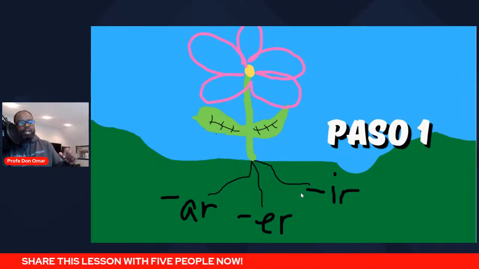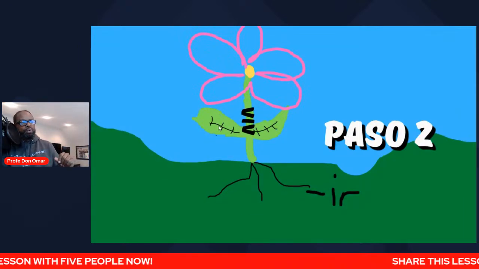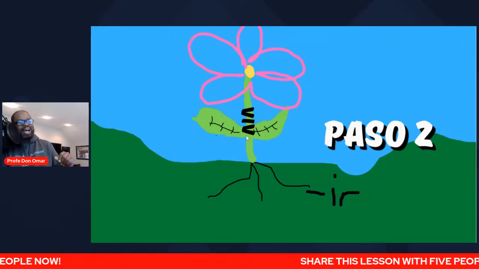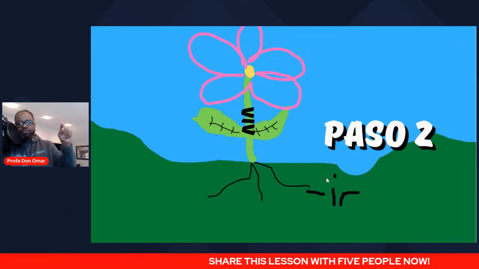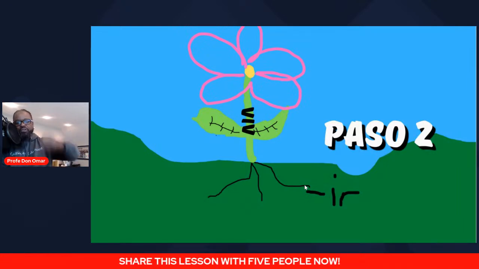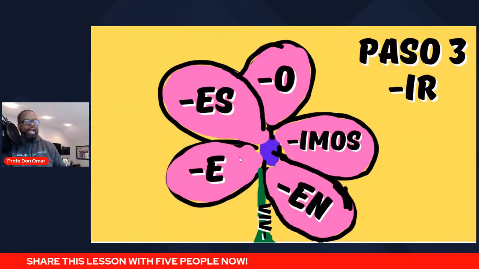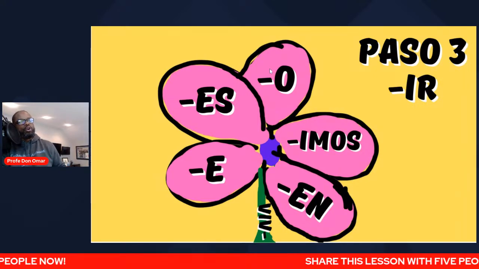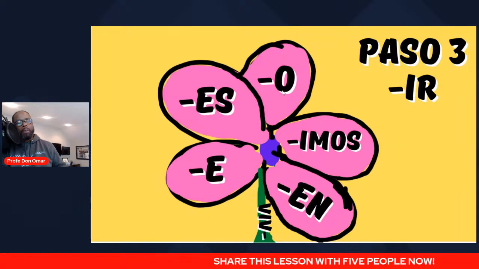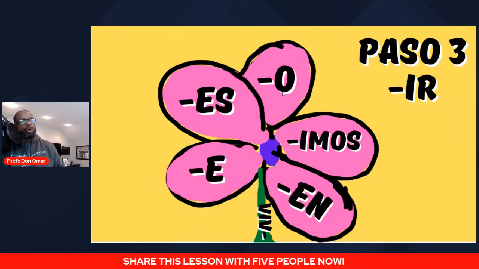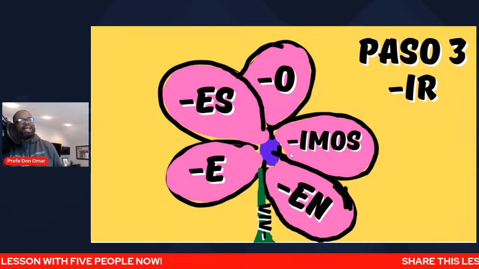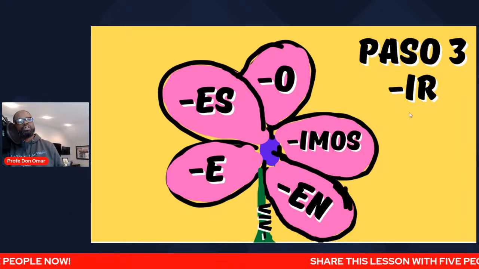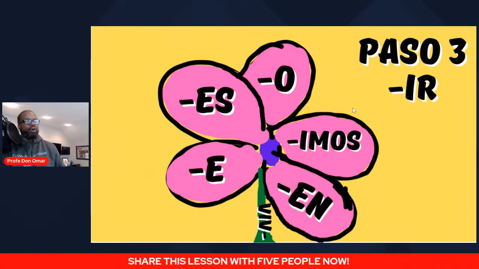Well, we've established that our verb is an IR verb. We're talking about our stem being V-I-V, and V-I-V-I-R is the infinitive. We are going to take this flower out of the ground, and all we have left is the stem and the petals. All right, this was step 3. Here are our endings that we're going to pluck off of our flower. The O, es, e, imos, en, and this is para los verbos que terminan en IR, the verbs that end in IR, okay?